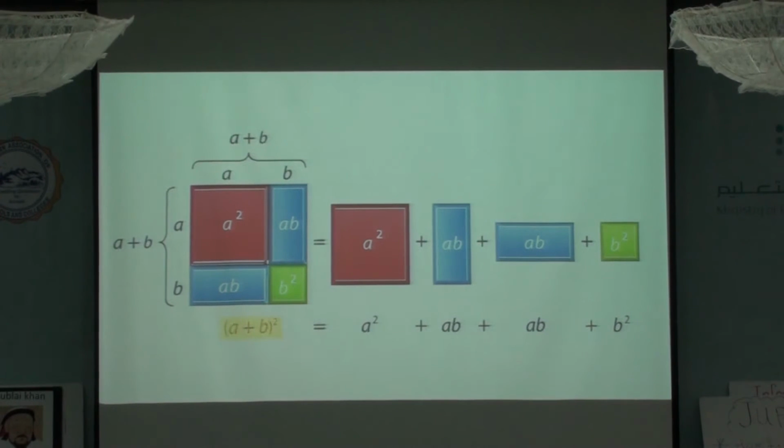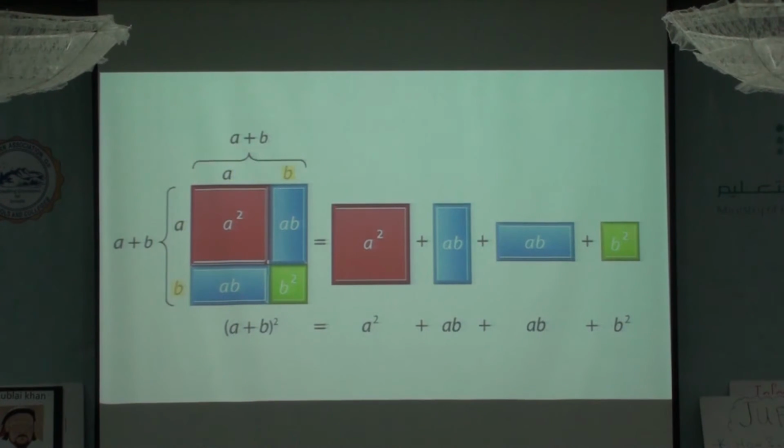(A plus b) squared is (a plus b) times (a plus b). So, if we break it down, it becomes a times a, which is a squared, and b times b, which is b squared, and a times b plus a times b, which is 2ab.